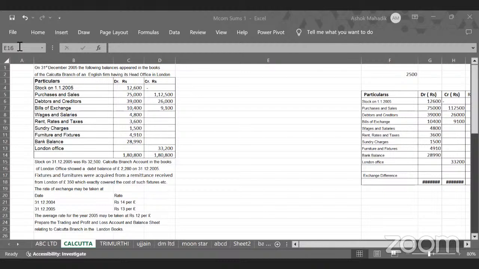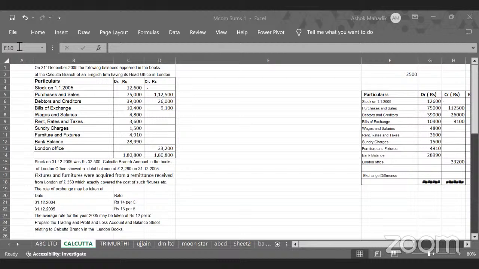Okay, students, let us start with the sum. On 31st December 2005, the following balances appeared in the books of the Calcutta branch of an English firm having its head office in London. So it's a foreign company having a branch in Calcutta. The given trial balance is in rupees, and the HO is in London.